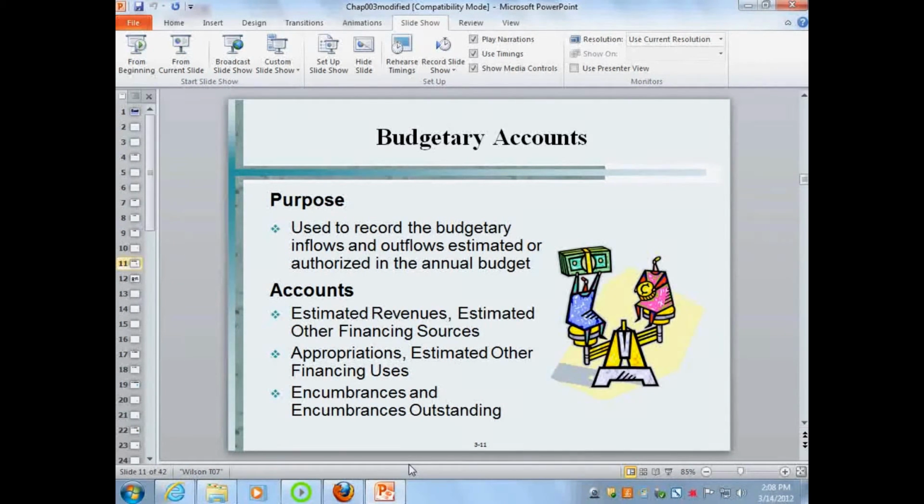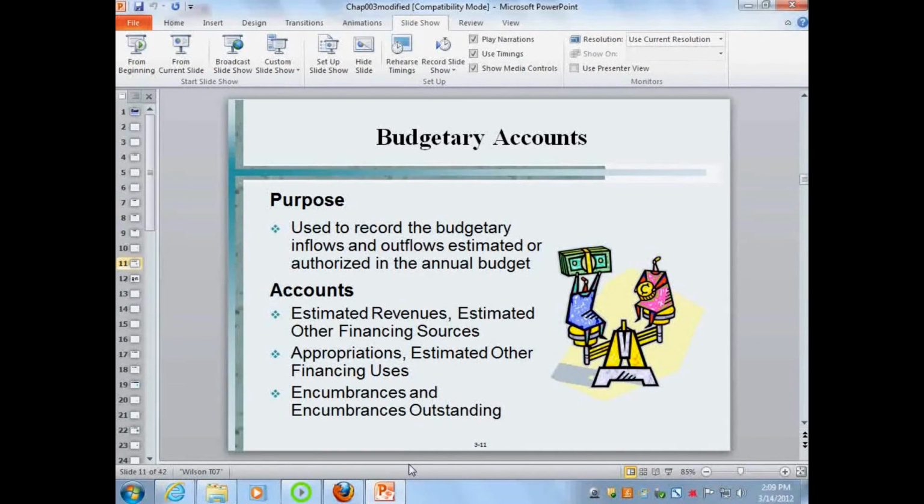So what I have just introduced to you is separate sets of budgetary accounts. Estimated revenues, appropriations, financing uses, and this encumbrance and encumbrance outstanding, which we'll talk about in a minute. And these are actually recorded in the books. Geez, things were difficult as they are. Now what do we get into?